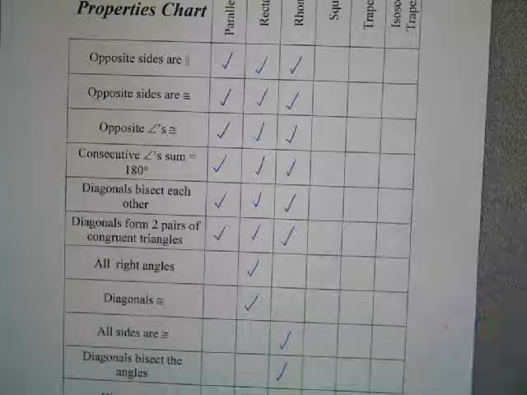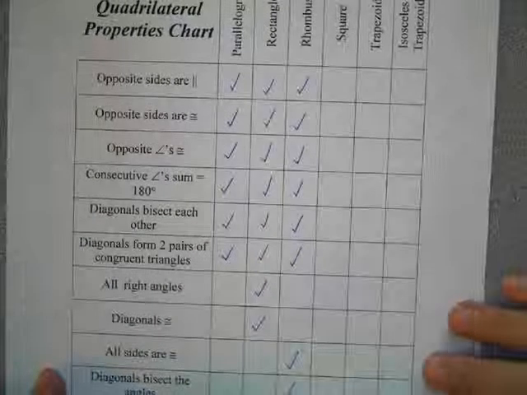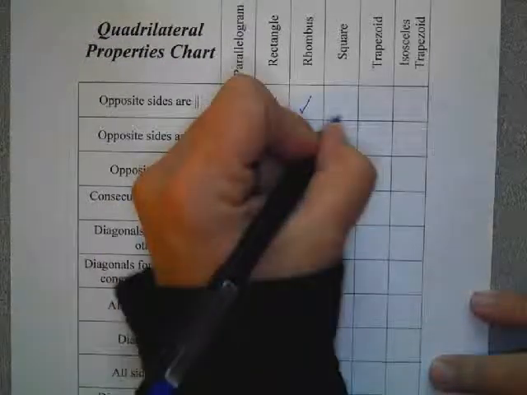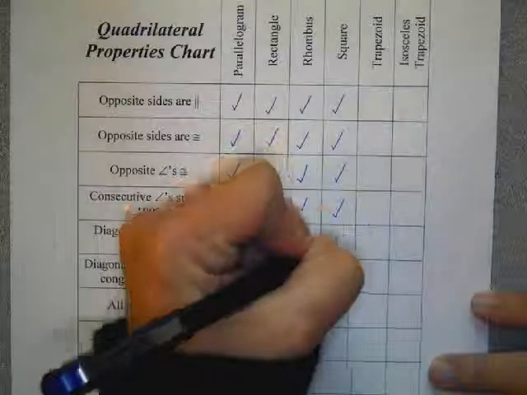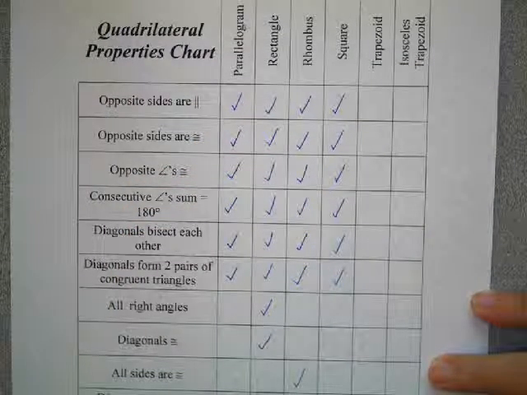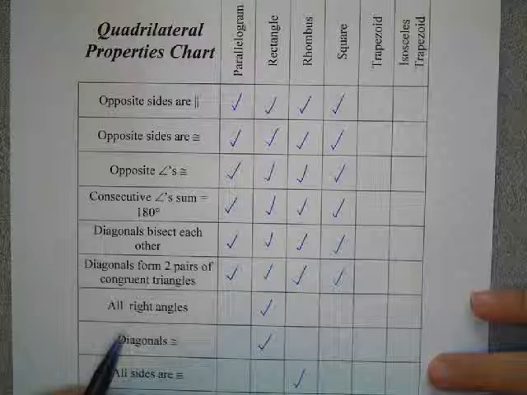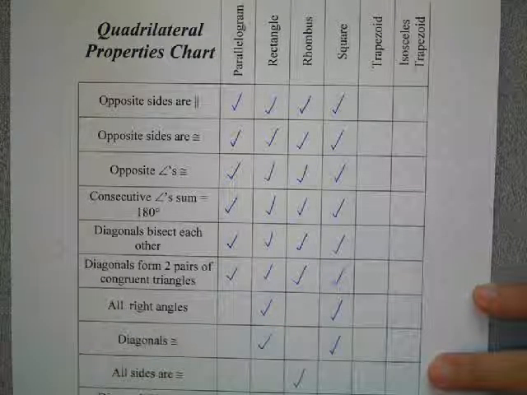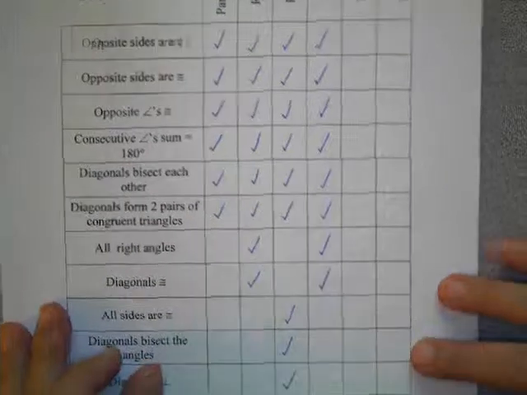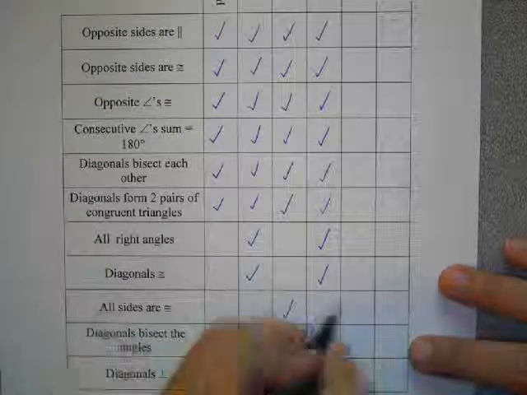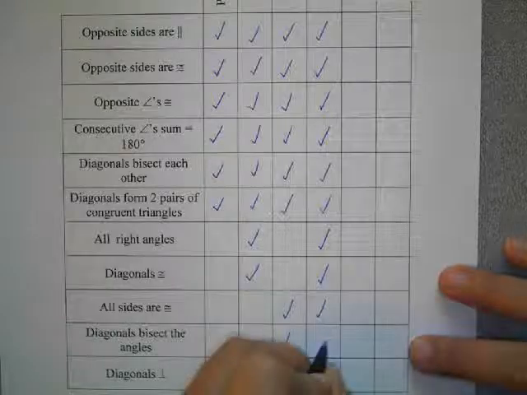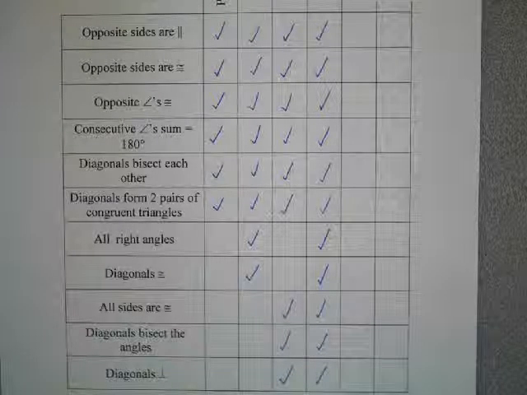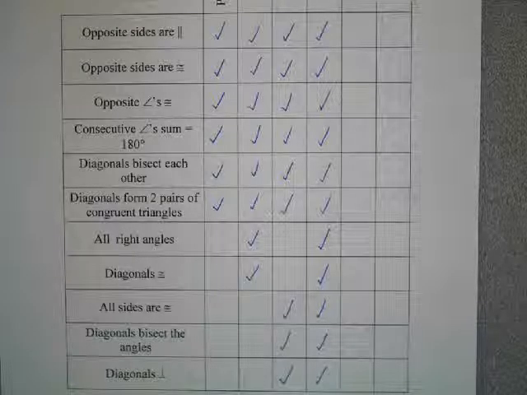Now, a square is extremely specific. A square is the most special parallelogram we have. It shares all the properties of parallelograms. In addition, a square is also a rectangle because it has 4 right angles and congruent diagonals. A square also is a rhombus because it has all sides congruent, diagonals bisect the angles, and the diagonals are perpendicular. So a square contains all of these characteristics.